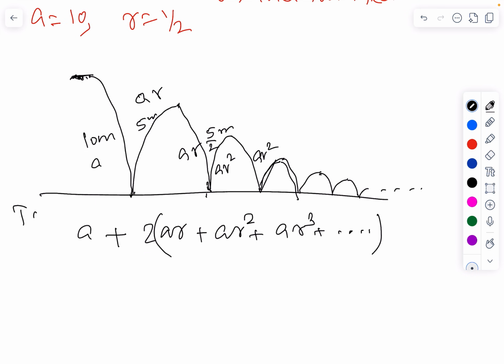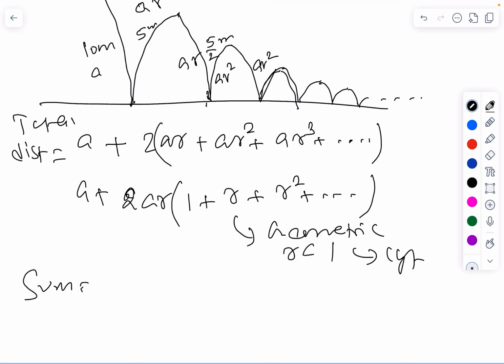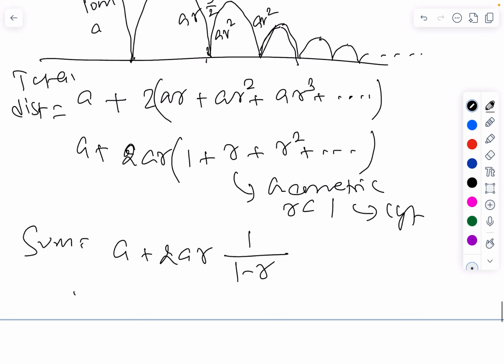So this is the total distance: A + 2(AR + AR² + ...). Taking AR common, this is A + 2AR(1 + R + R² + ...). And this is a geometric series, and R is less than 1, so it is convergent. The sum is A + 2AR times 1/(1 − R). So this is the total distance covered.